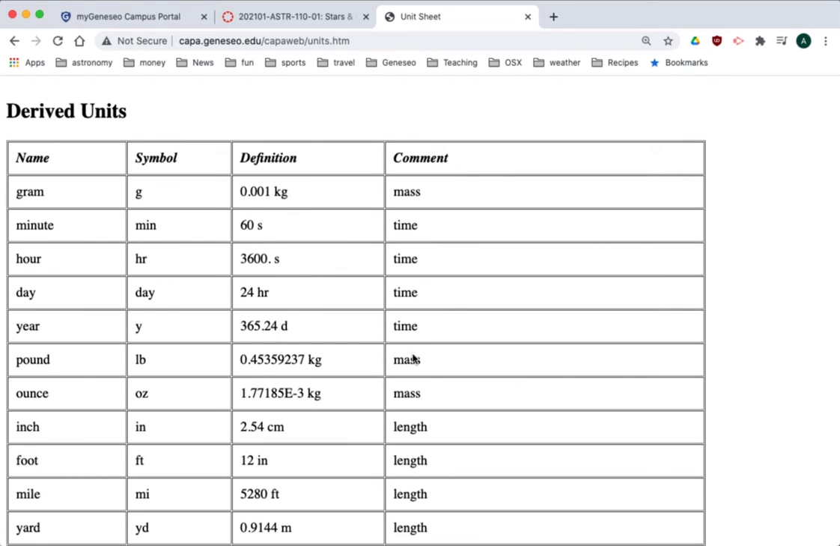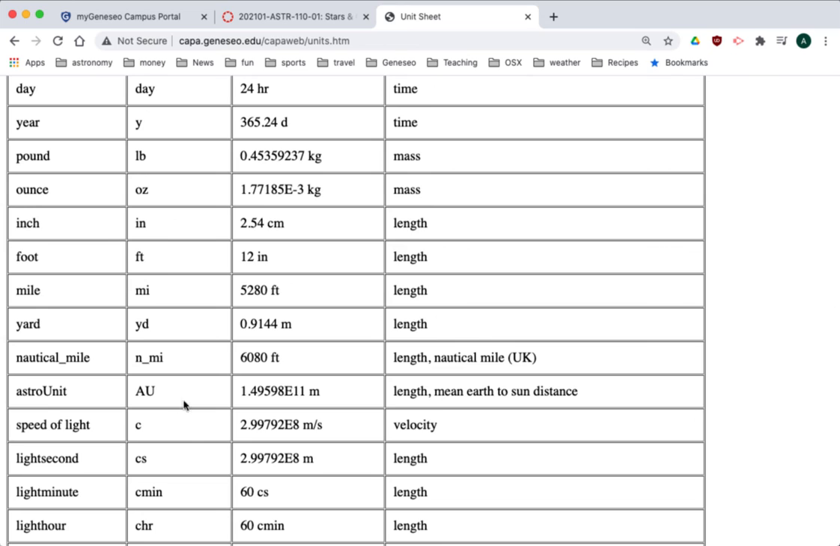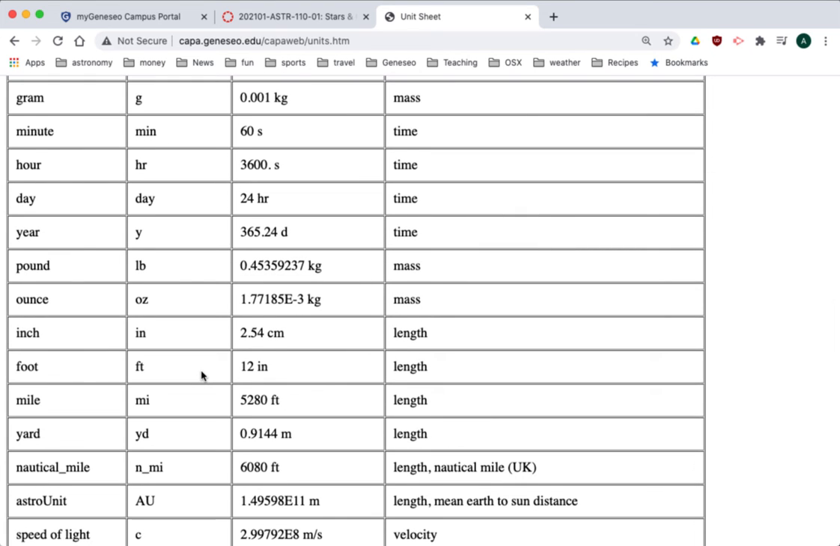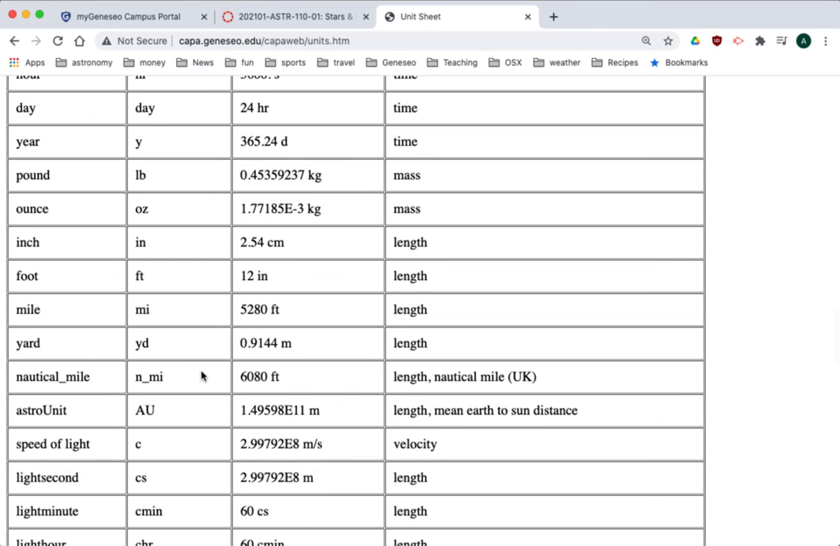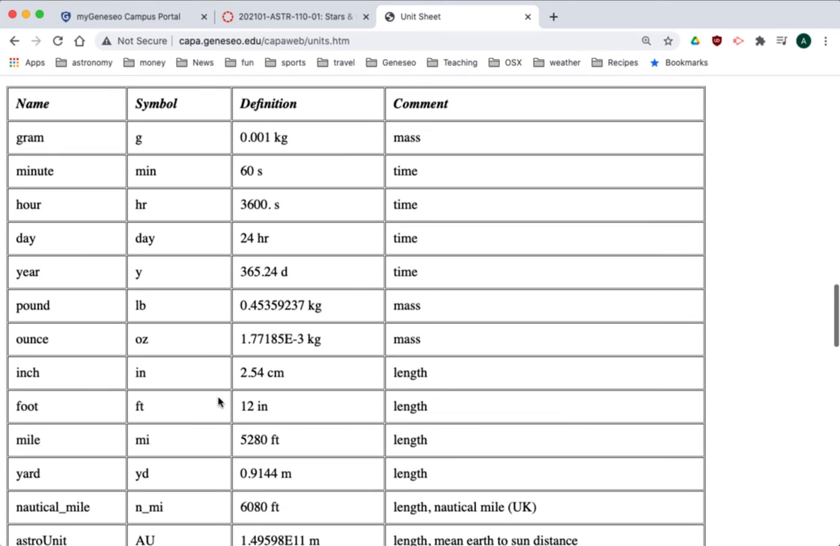And then all of the other units in CAPA are derived from those base units. For instance, a year is defined as this many days, a pound is defined as this many kilograms, et cetera, et cetera. An astronomical unit, which will be important for us this year, is a certain number of meters. So if you're not sure how to enter a unit in CAPA, and these are case sensitive, by the way, if you want an astronomical unit, you have to put capital A, capital U. If you want a year, it's lowercase y, and that's it.